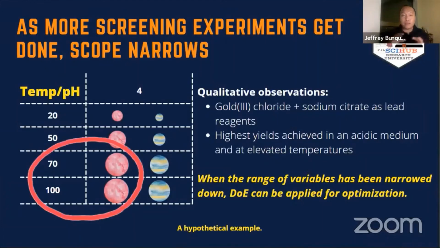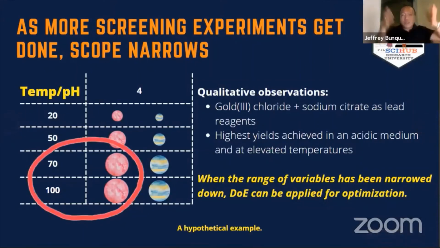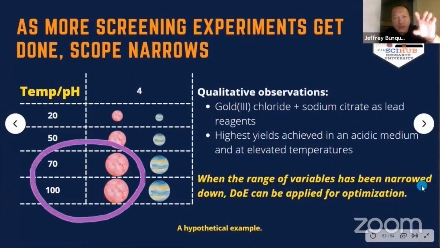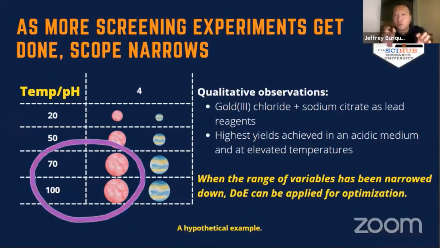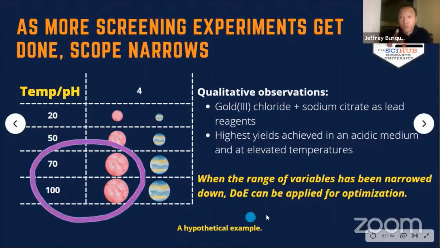So by coming up with all these campaigns, what's gonna happen po after this is that the range of variable has actually narrowed down. So for example, ngayon yung temperature, alam niyo na between 70 to 100. Yung alam niyo na mas better yung gold chloride plus sodium citrate. So at this point po, narrow down na. Alam niyo na isa na lang pair up ng precursor ang kailangan niyo. Alam niyo na kailangan acidic, yung pH is equal to 4. Dito, at this point, pwede na kayong maggawa ng design of experiment to optimize.